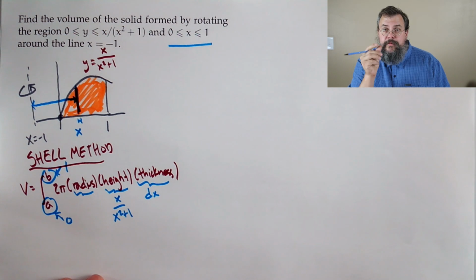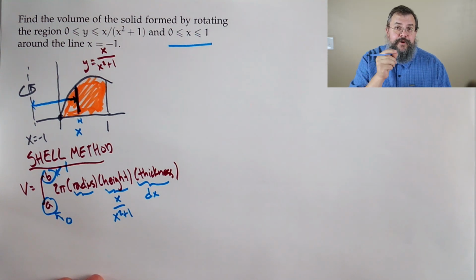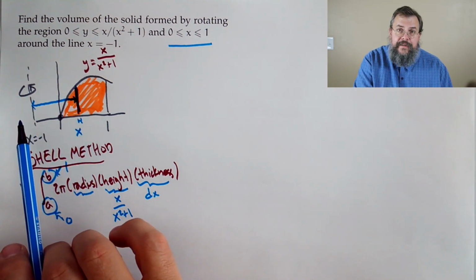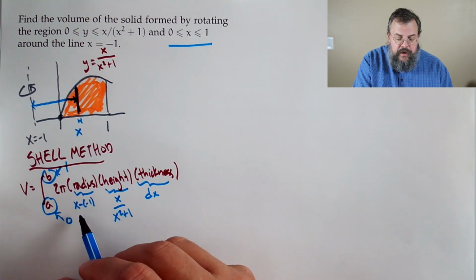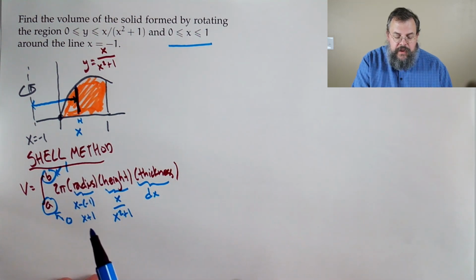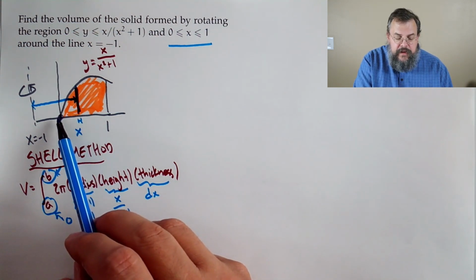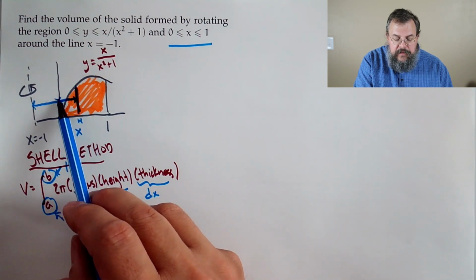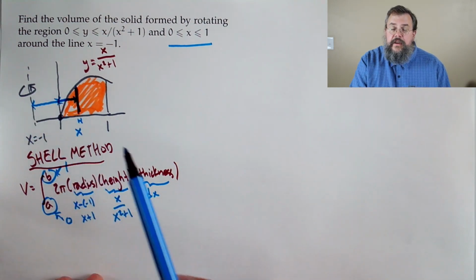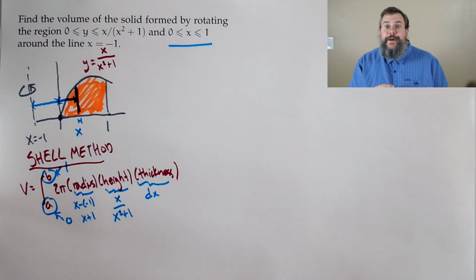Well, we take the difference. Is it x subtract -1 or is it -1 subtract x? Well, it's going to be the right minus the left. So it'll be x minus -1, or if you like, it's x plus 1. Now, x plus 1 makes sense if you think of the picture, because what do you have? X is the distance to the axis, and then you have a plus 1, because you still have to go all the way over to -1. Okay, so it works out.